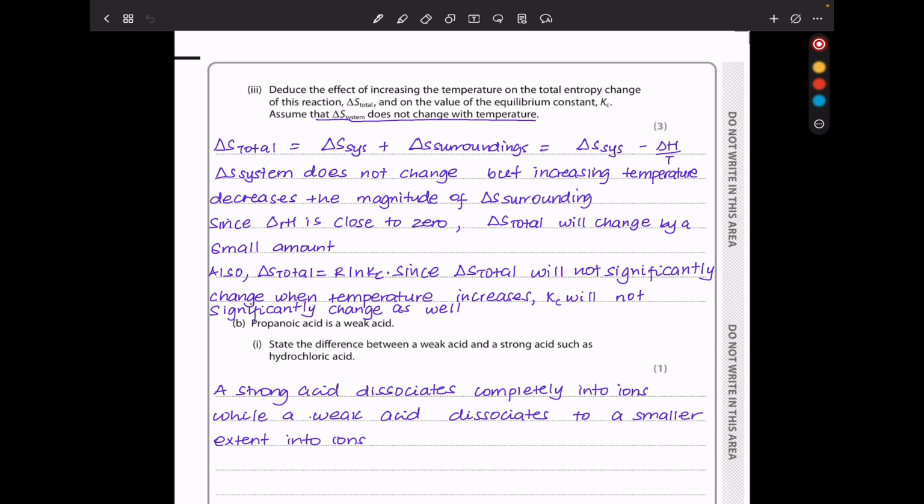If it does not change, yet temperature is increasing, the magnitude of the ΔS surroundings is going to be decreased. The change in ΔS total is not going to be that big. Also, ΔS total is equal to R natural log of Kc, so since ΔS total will not significantly change when temperature increases, Kc will not significantly change as well.